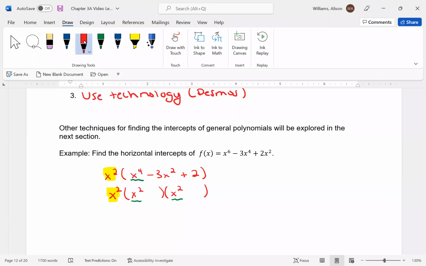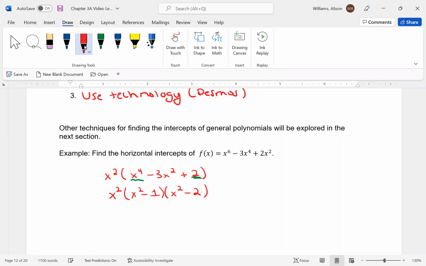Now I know that the last number needs to multiply to be 2. So I'm going to write 1 and 2. And since it's going to be a positive 2, that means they're either both negative or both positive. But I notice the middle term is negative, so these are both negative. All right. So this is factored. I'm going to go ahead and erase all the extra stuff here.